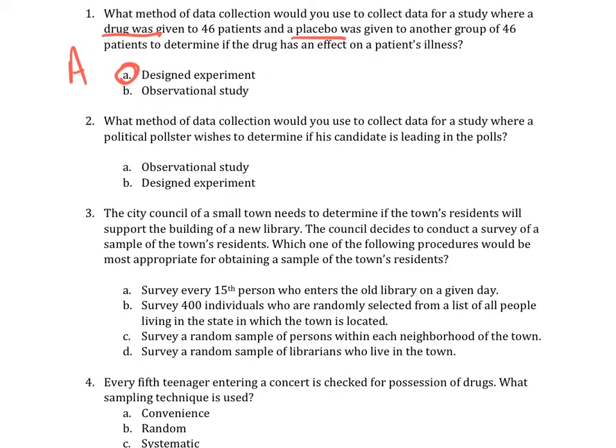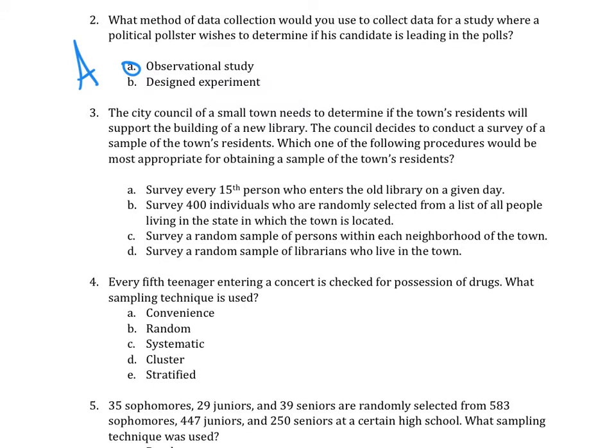Number 2, what method of data collection would you use to collect data for a study where a political pollster wishes to determine if his candidate is leading in the polls? So here, we're not doing anything to the people. All we're doing is asking them questions like who would you vote for? So this is just an observational study. We're just gathering information from people. We're not applying any sort of treatment to them. So A is correct.